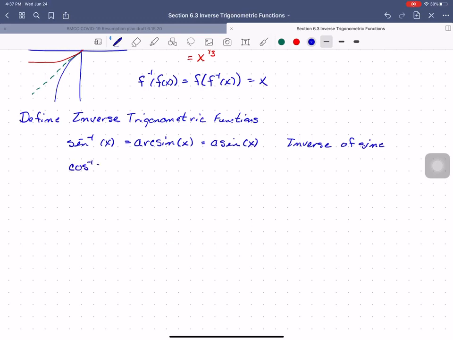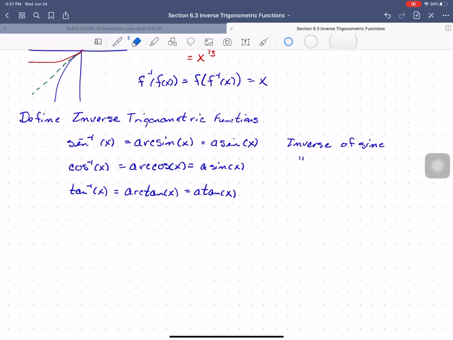We will talk about the inverse cosine, which can be written as arc cosine or a cosine, and inverse tangent, which can be written as arc tangent or a tan. So this is the inverse, whoops, my bad, of cosine, and inverse of tangent. And we can also talk about inverse secant, inverse cosecant, and inverse cotangent, although we don't tend to do so.